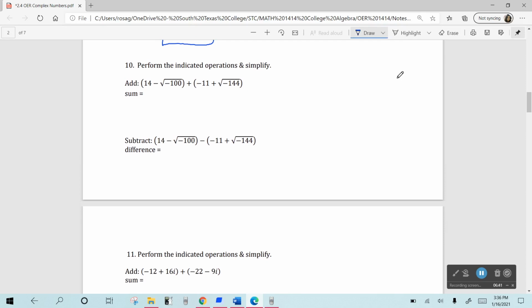This one, you do have to simplify the radical first before you do any additions and subtractions. So for this one, it will be 14 minus the square root of 100, which is 10. The negative inside gives me an i. Plus negative 11, the square root of 144 is 12, and the negative gives you an i. And because it's plus, I don't need the parentheses. I'm just going to combine like terms. 14 minus 11, 3, minus 10 plus 12 plus 2.